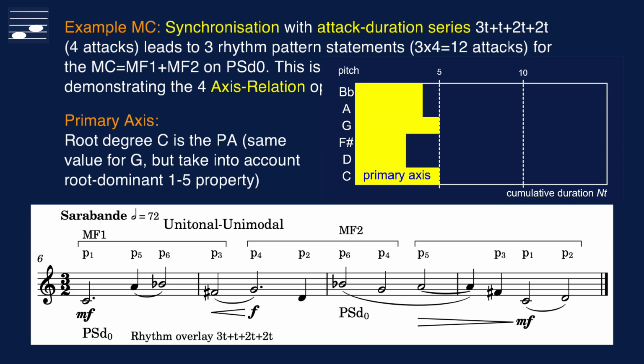The distribution shows peak duration for both C and G. In this case, I use the interval relation between these two and select C, since CG implies a 1-5 tonic dominant degree relation.